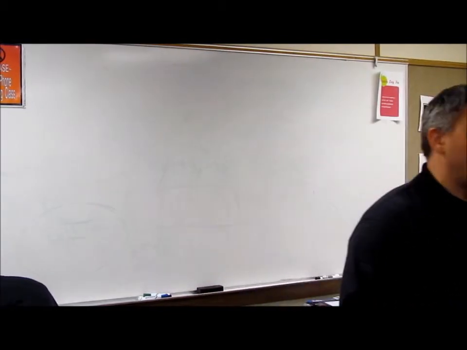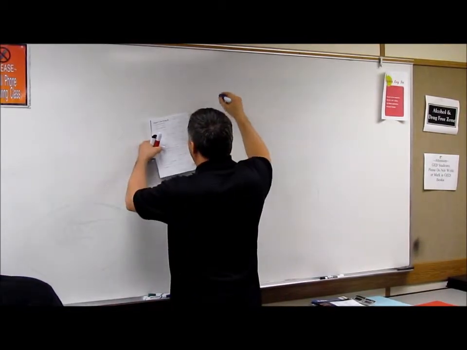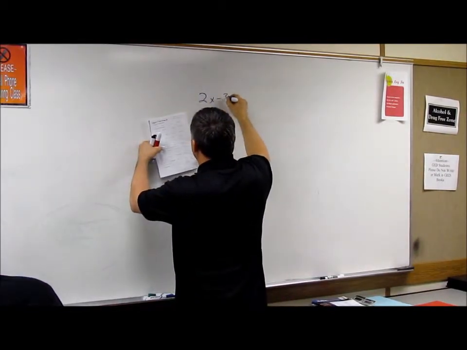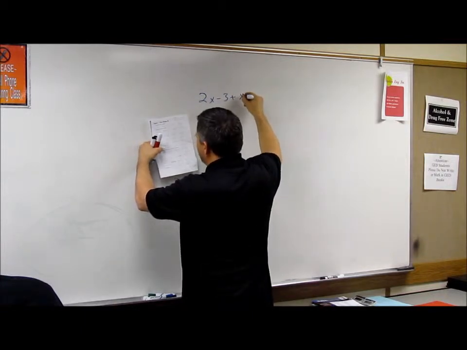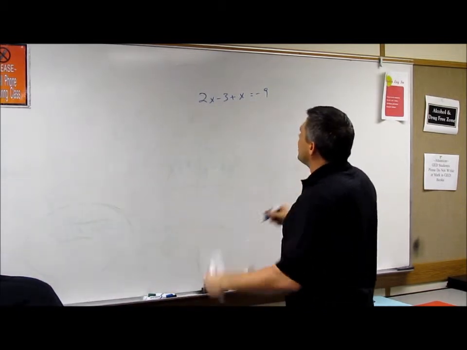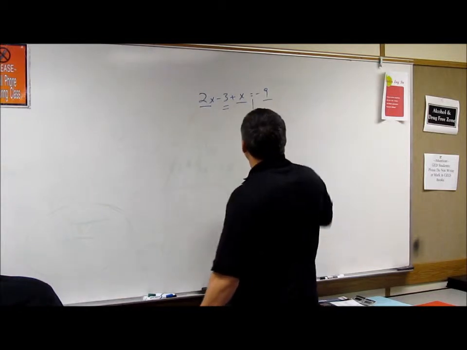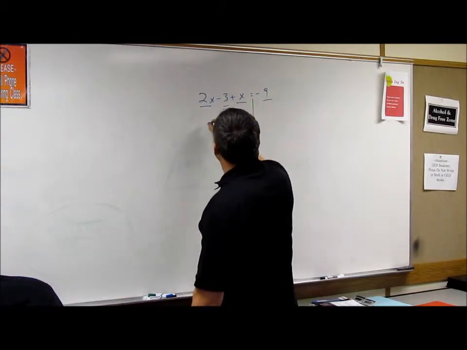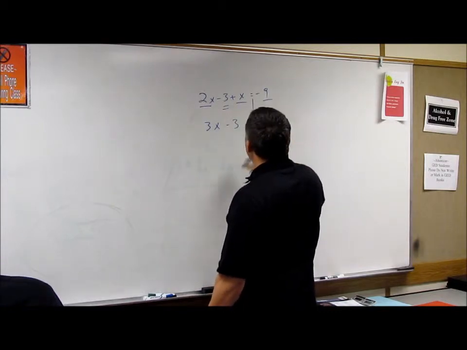Yep. Perfect. So, then you have 2x minus 3 plus x equals minus 9. Again, collect your like terms. This is like with this, this isn't like. That isn't like, so we collect our like terms. I got 3x minus 3 equals negative 9.